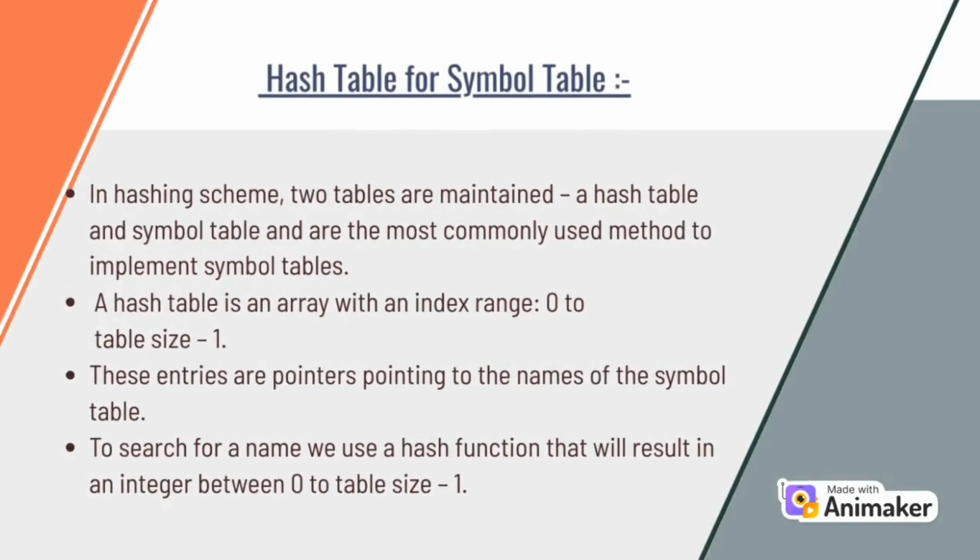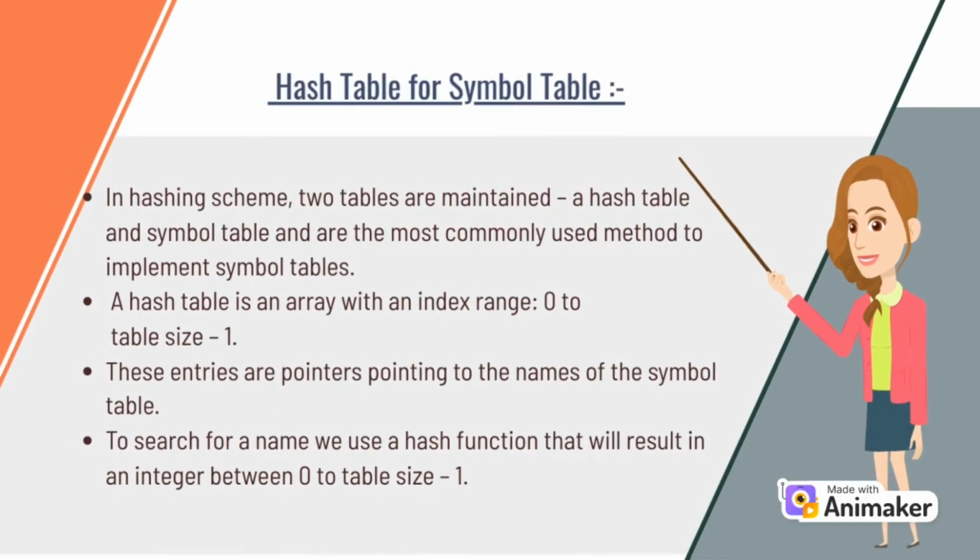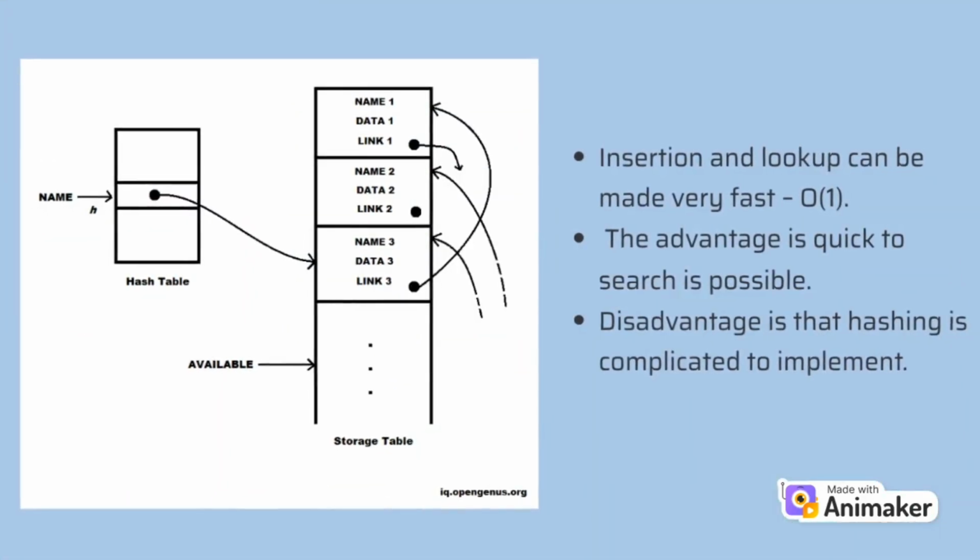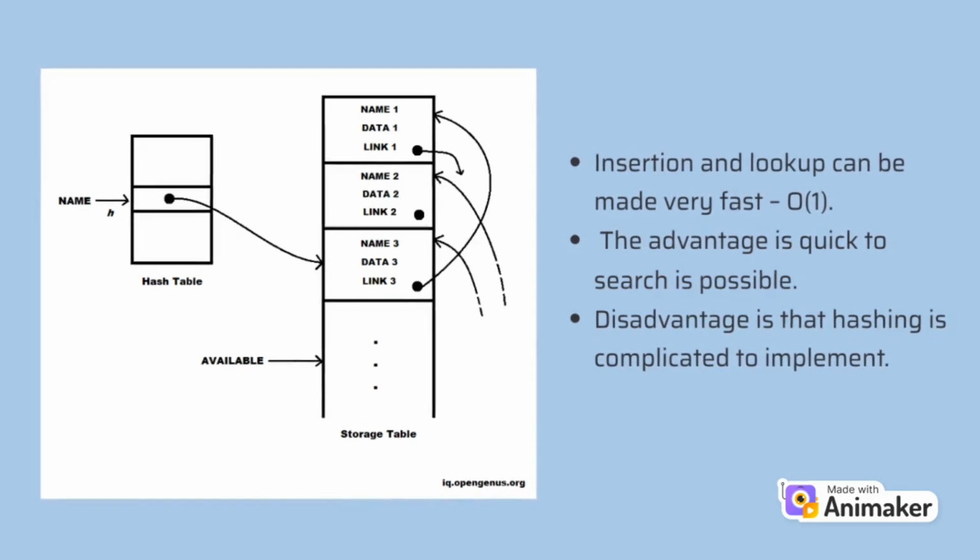Hash table for symbol table. In hashing scheme, two tables are maintained, a hash table and symbol table, and this is the most commonly used method to implement symbol tables. A hash table is an array with an index range 0 to table size -1. These entries are pointers pointing to the names of the symbol table. To search for a name, we use a hash function that will result in an integer between 0 and table size -1. Here you can see the representation of symbol table using hash table.